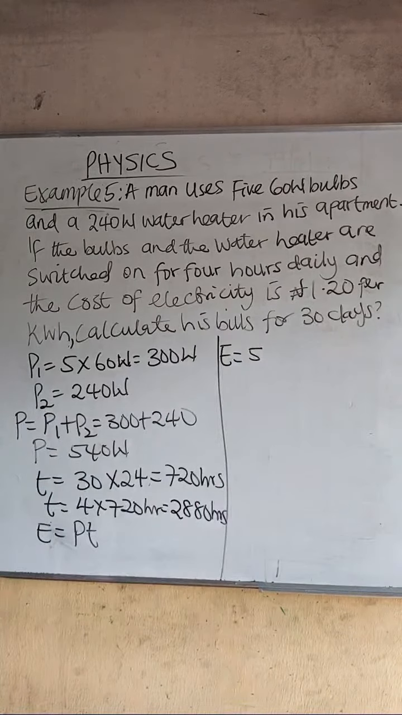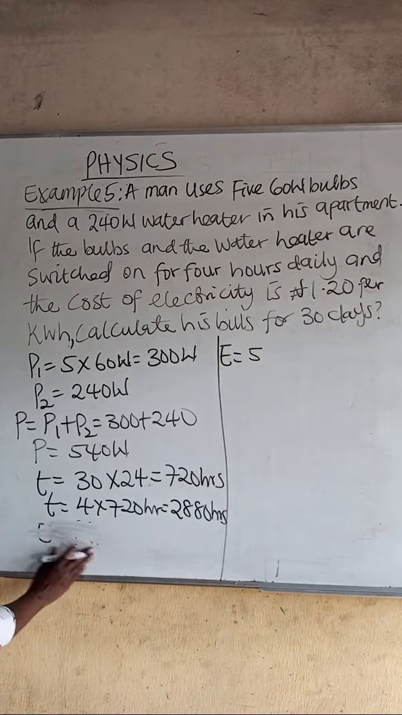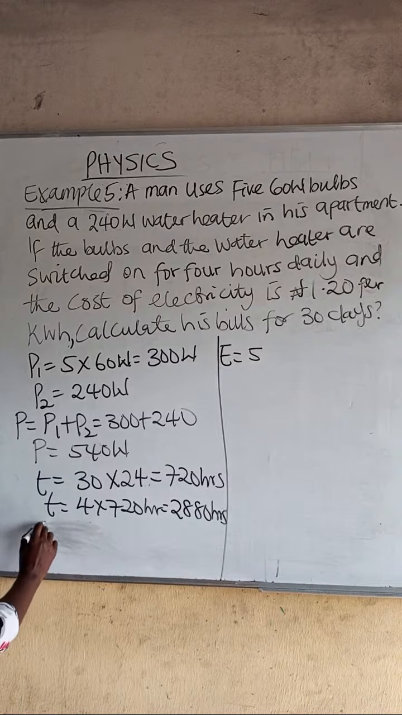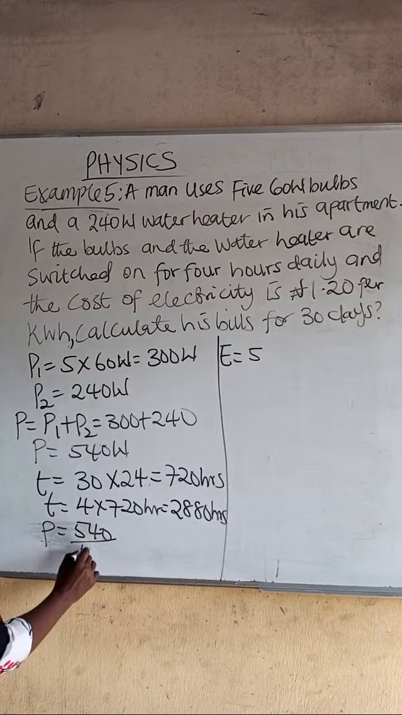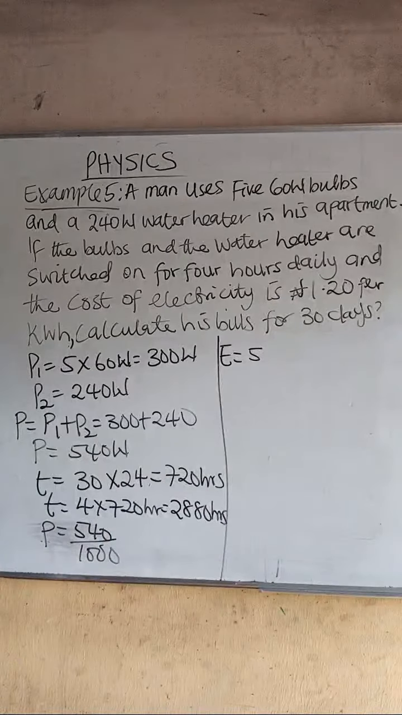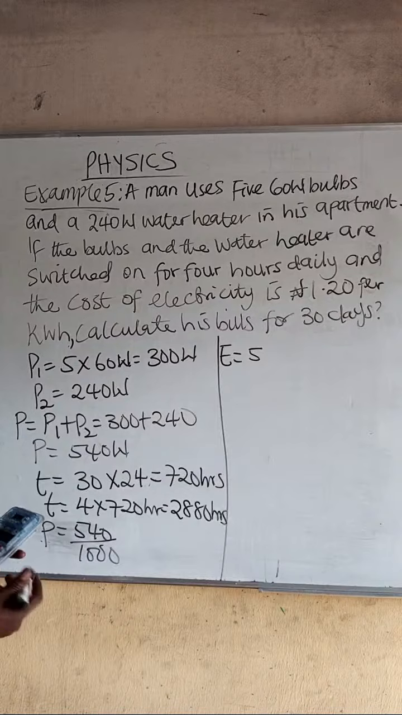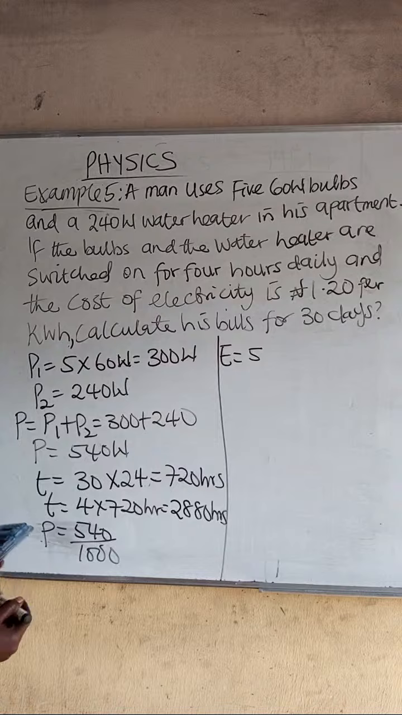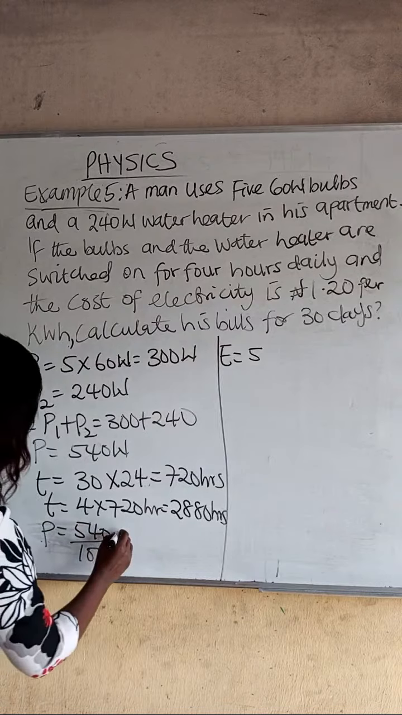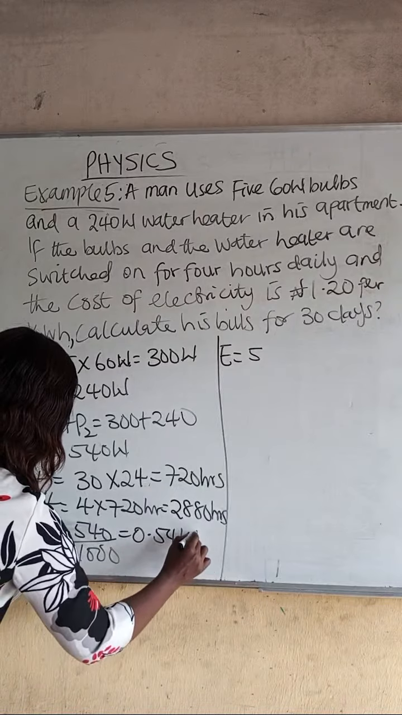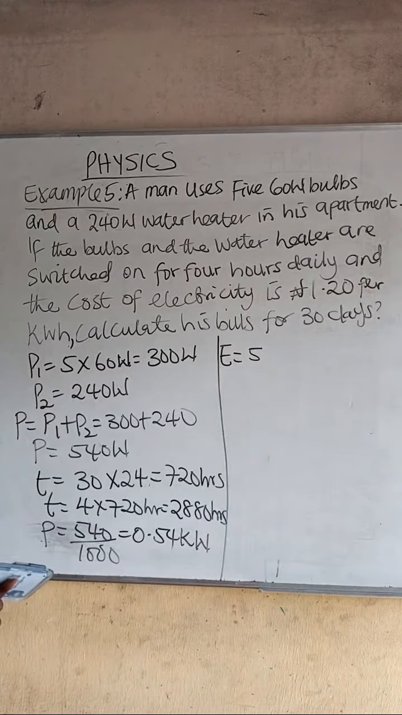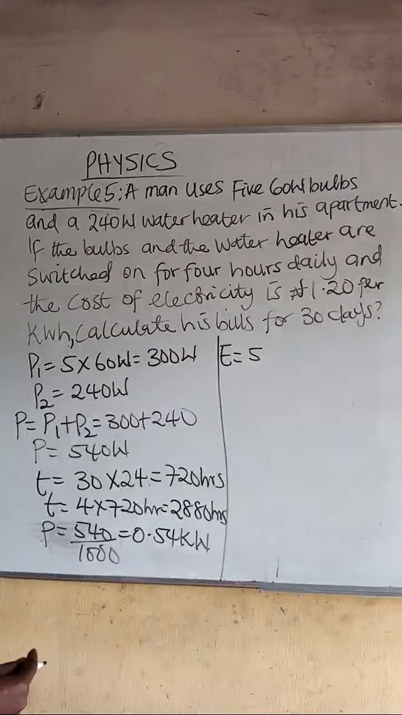There's something we missed. Let's convert our power to kilowatts. So P is equal to 540 over 1000. 540 divided by 1000 is equal to 0.54 kilowatts. Okay. All right.